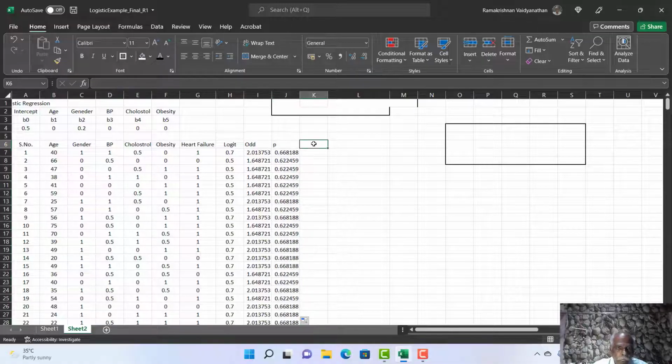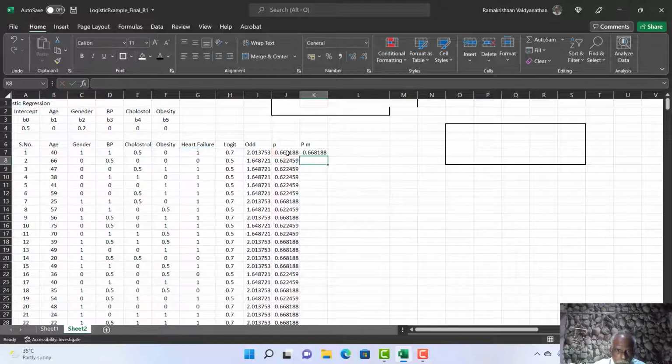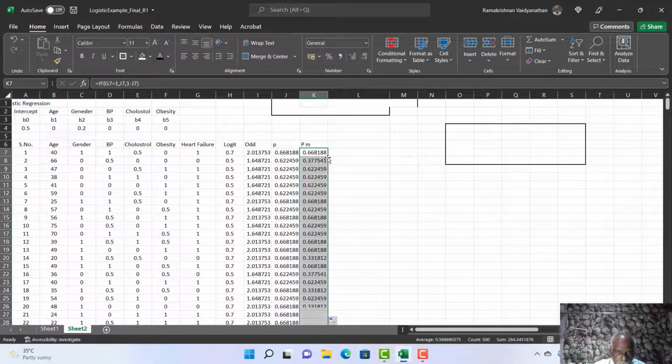Now I will find the p match. What do you mean by p match? Here we have observed it as 0. So I have to get p matching as 1 minus of. This is for probability for y is equal to 1. Therefore p match is equal to if this is equal to 1 comma p, otherwise 1 minus p, close. So this again I will double click. So you can see here observed value is 0 means so 1 minus the p value is taken, right?